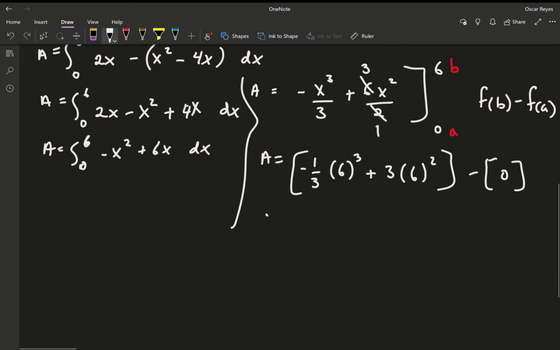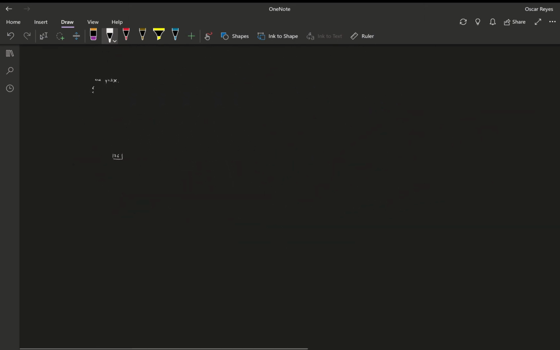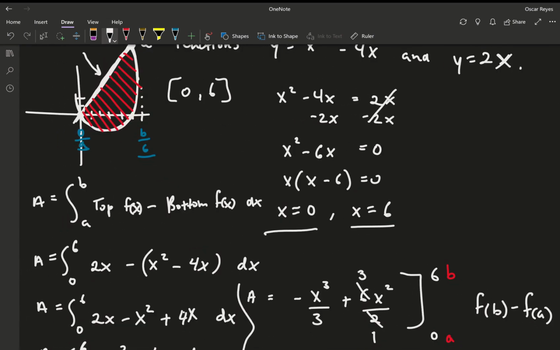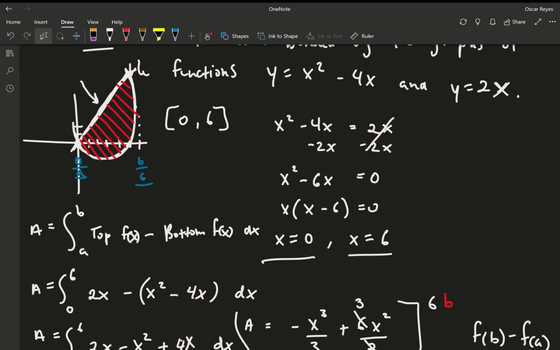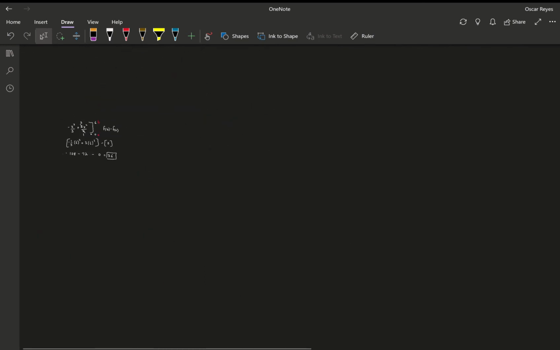So what we're going to be left with is our area is equal to 108 minus 72 minus 0. 108 comes from this value, 72 comes from this value, and our 0 just comes down. So if we add these all up, sorry, that was 108 minus 72, we know that our area is going to equal 36. Now that means that the area between these two functions is 36. Right? So let's go ahead and go over another example.